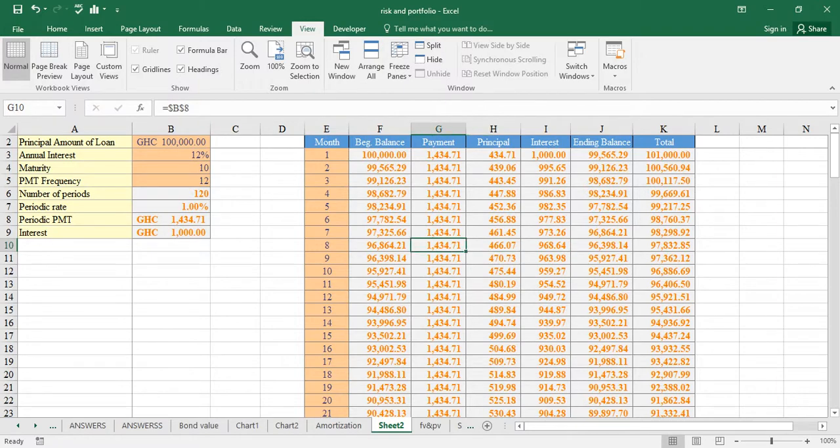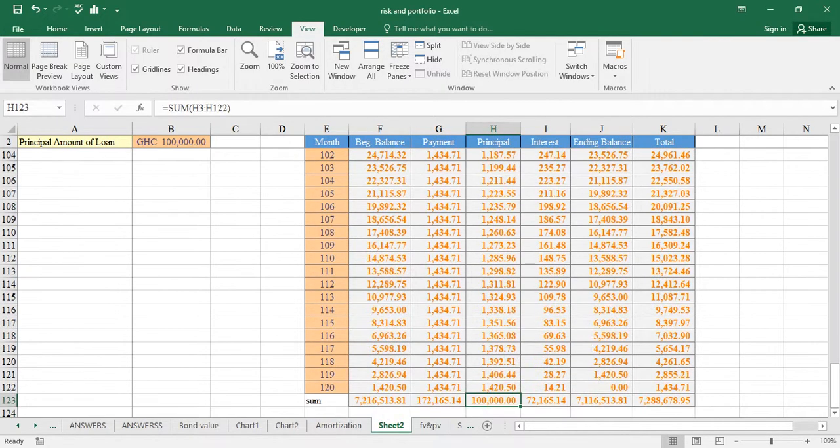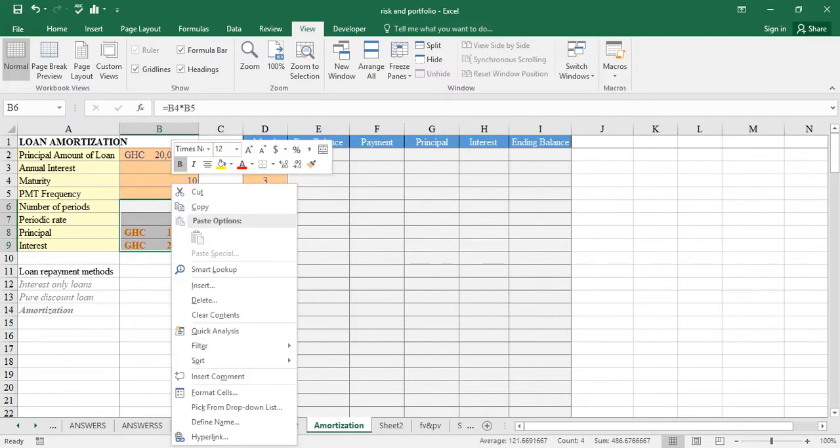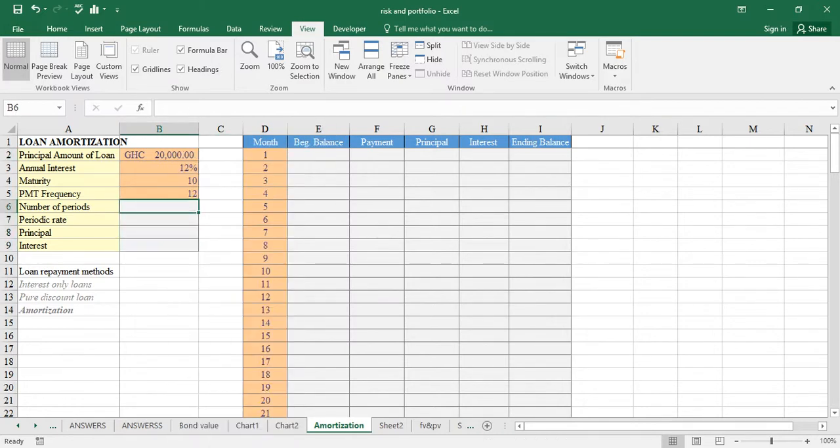But the principal keeps increasing. All right, increases over time. Now let's look at this one. All right, so let's clear this up. We have already done it before, so we can just use it as a homework.